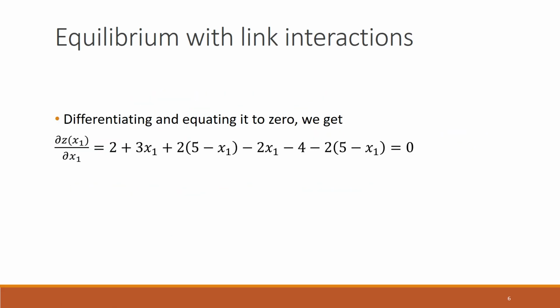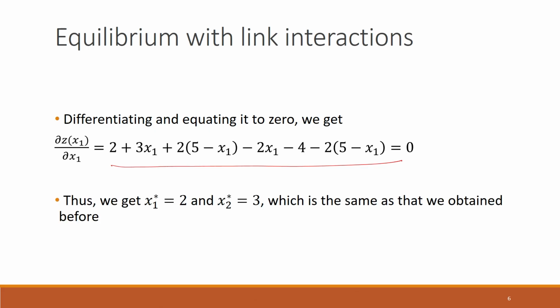Now we differentiate this objective function with respect to x1 and equate it to 0. This is the equation that we get. When you solve this, you will get that x1 comes out to 2, and since x1 and x2 sum to 5, x2 will be 3. So the optimal solution is x1 star equal to 2 and x2 star equal to 3, and this is the same solution that we had obtained when we solved this problem by considering different cases.